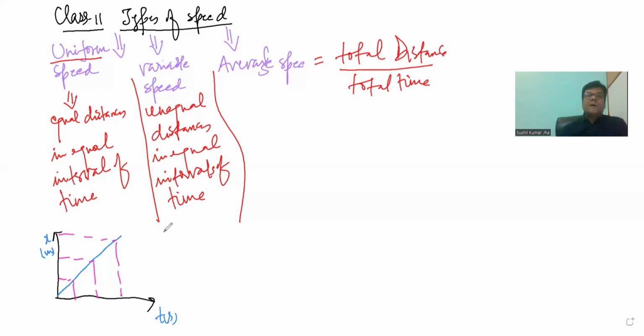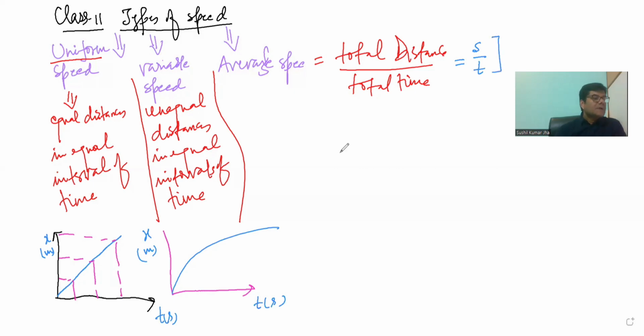Then variable, unequal. So the graph remains the same, which is the position time graph. x represents position in meter and t is time in second. And let's say the graph is like this. So this is variable. When it comes to average, this is total distance upon total time, which we can write as S upon T. Simple.